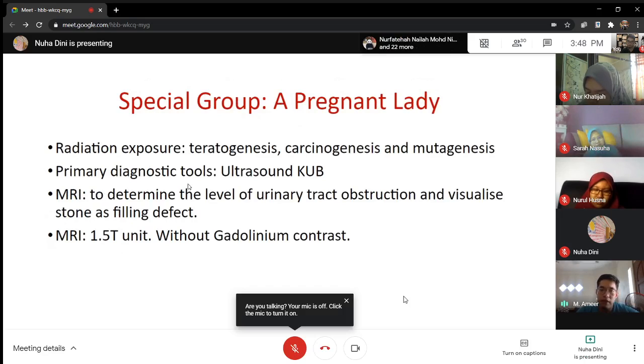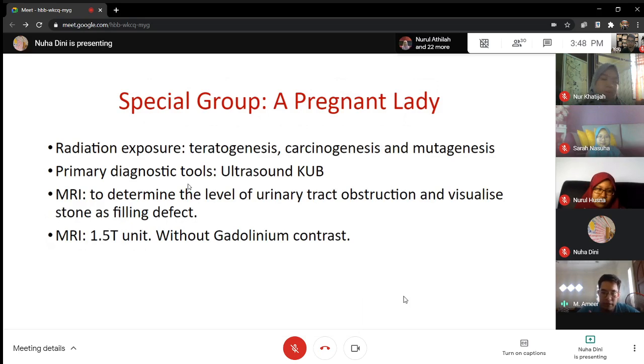However, there are two special groups. The first group is pregnant ladies. We cannot do CT scan and X-ray because of the radiation exposure. So the main diagnostic tool in pregnant ladies is ultrasound KUB. However, there are certain studies that say that low dose CT scan can also be done in pregnant ladies in the second and third trimester to diagnose stone. Another alternative investigation is MRI. Okay, next.